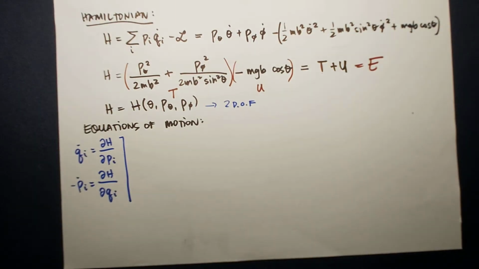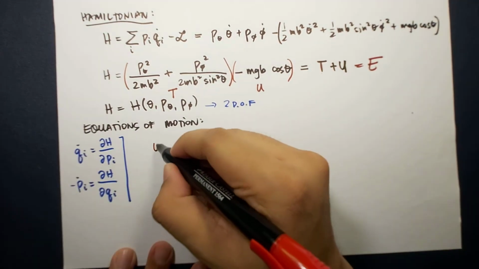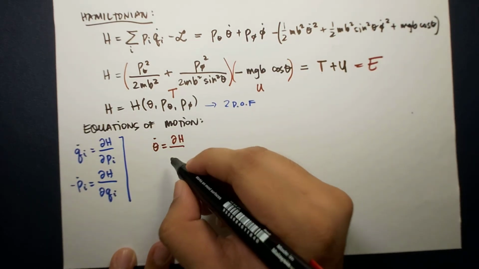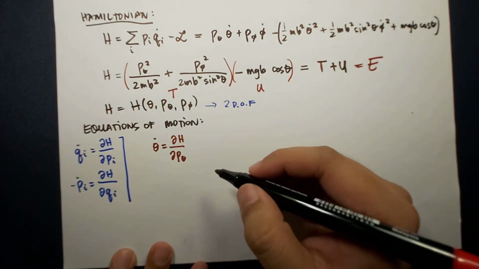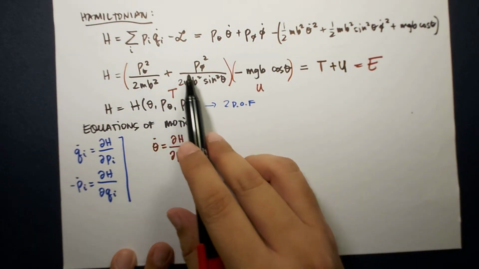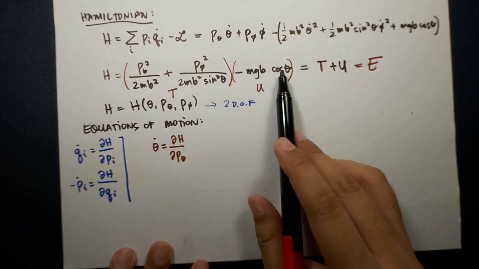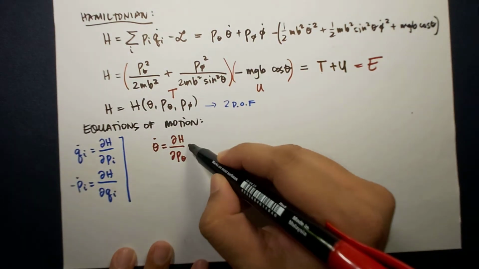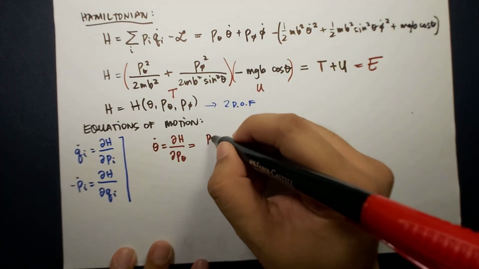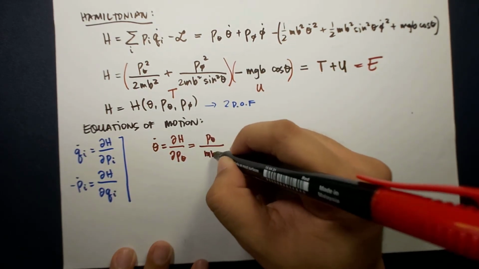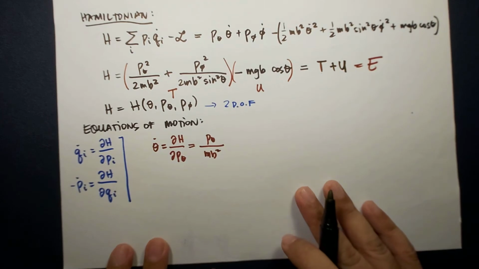So let's start with theta. Theta dot is equal to the partial derivative of H with respect to p theta. So from here, p theta appears in this term, and the rest is not dependent on p theta. So it is equal to p theta over m b squared, which is what we got earlier.